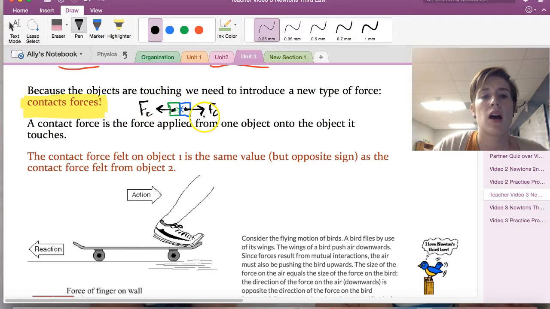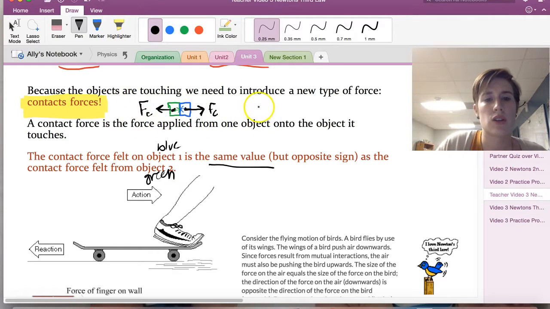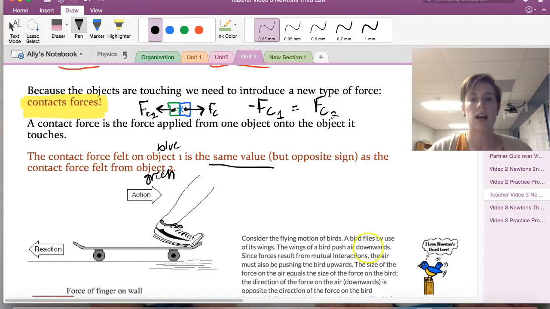Contact forces, it's kind of interesting, they are the same value. So the contact force felt on the first object, on the blue object, is the same value as the contact force felt on the green object. FC this direction is equal to FC the other direction. The only difference is sign. So FC1, let's say this is the first object, it's negative because it's going in the leftward direction. It's equal to the same as the contact force of your second object. Okay, it's the same number, just different signs.